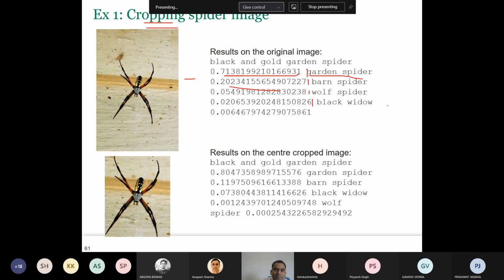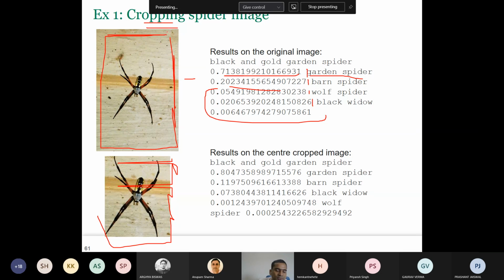And barn spider, wolf spider, black widow, and so on. These are the very less confident. Now, this is the result if I center crop the image. That means I remove the corner image. So in fact, not only do we not have to process all that image, we don't have to process any of this area. We don't have to do any computation on that area.